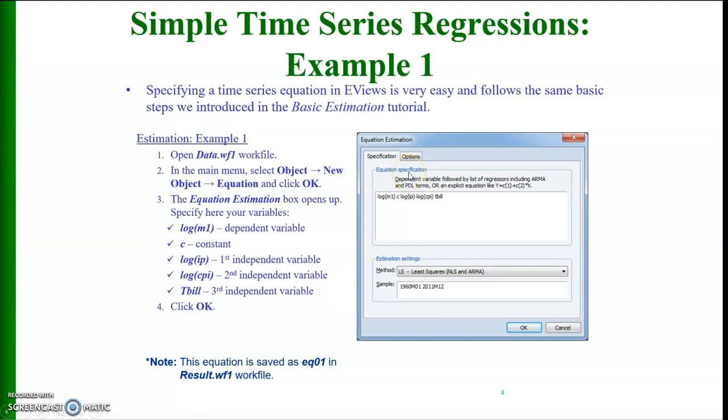Now if you look at this equation estimation box, there are 4 variables that I have used here, and I'm going to estimate the natural log of money supply on constant, and log of industrial production, and log of consumer price index, and treasury bill, and the method is least square, and here is the sample, that is from month 1 1960, that is January 1960 to December 2011.